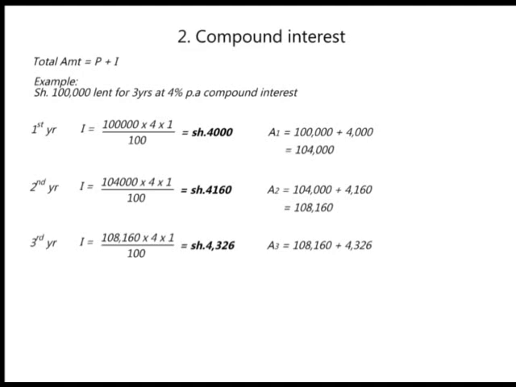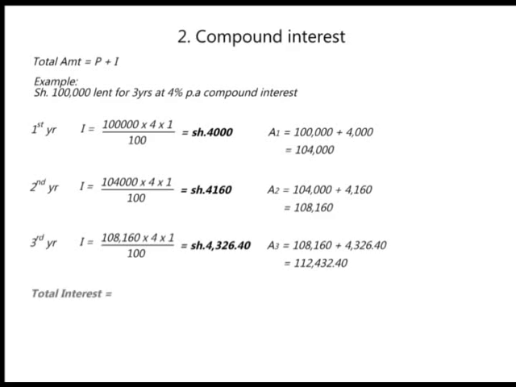interest. The principal was 108,160 plus interest 4,326 and 40 cents, which gives us a total of 112,432 and 40 cents.